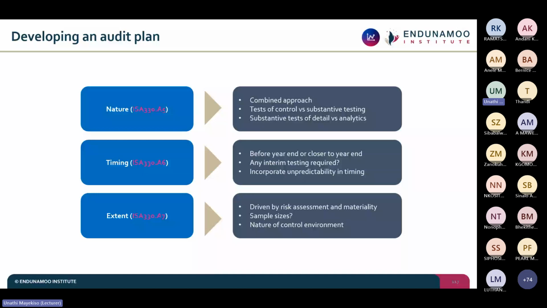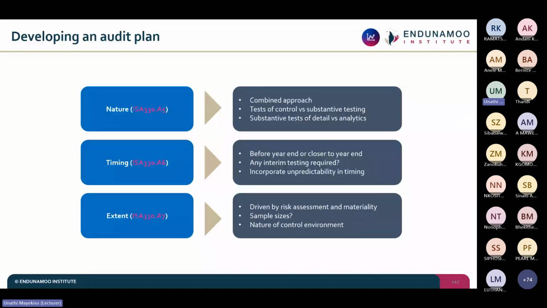Or if the entity counts stock at the end of every month, which month are you going to go and attend the stock count? Are you going to attend the stock count during the year and then again at year end? The extent would be driven by your risk assessment. The higher the risk, the more work you perform.